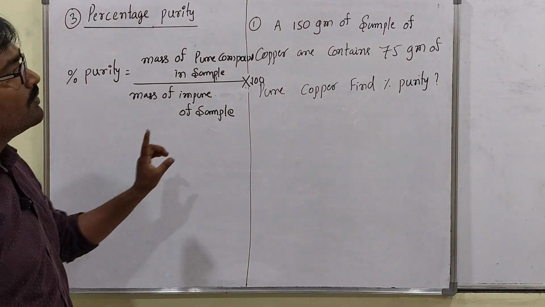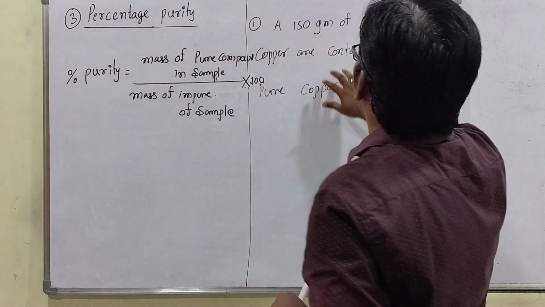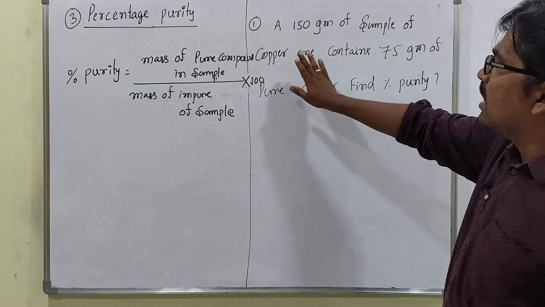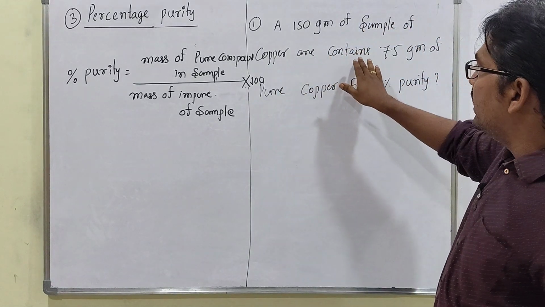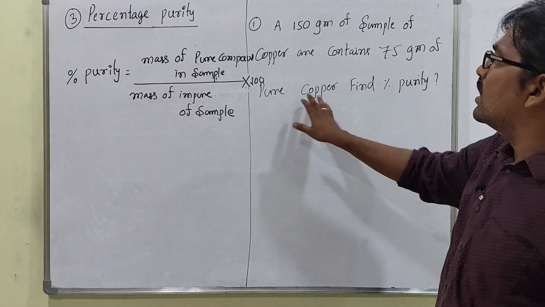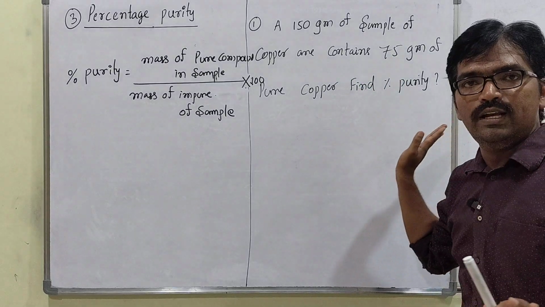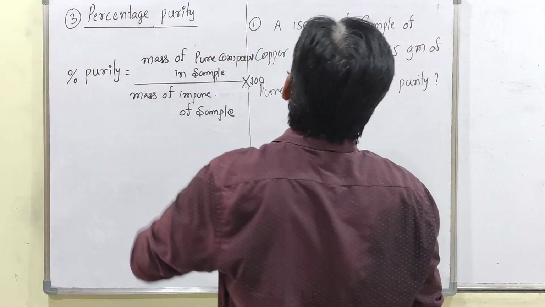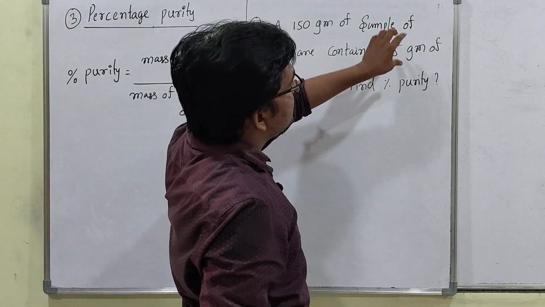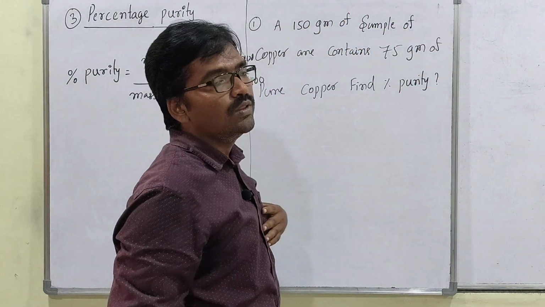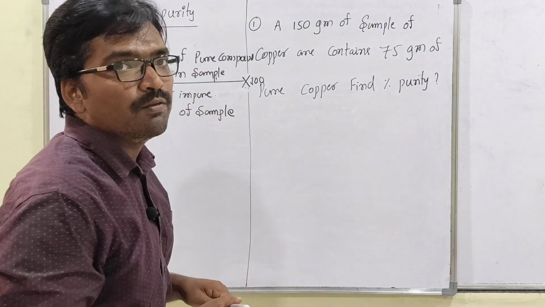So based on that, one of the questions is there, look at here: 150 grams of sample of copper contains 75 grams of pure copper, find the percentage of purity, they gave.